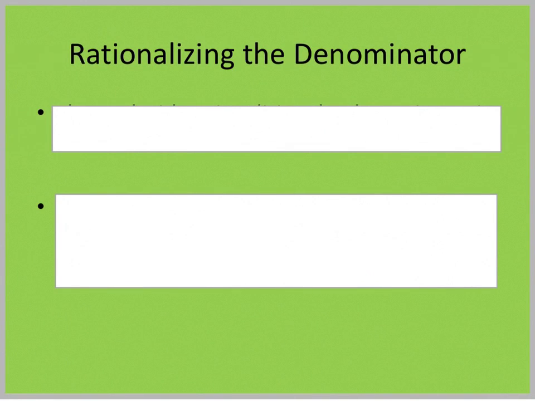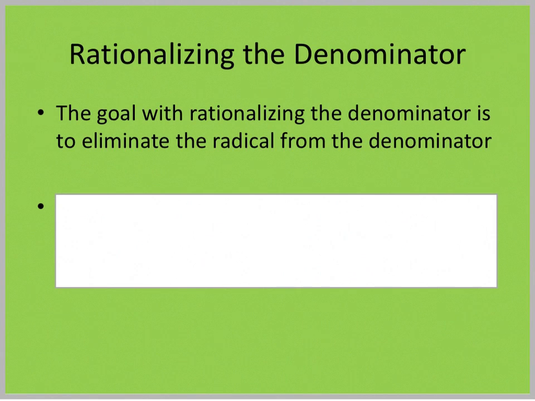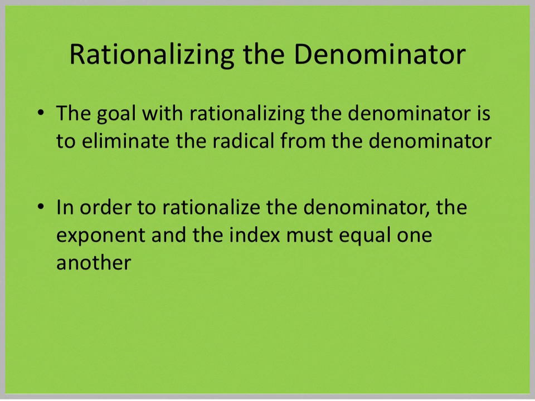To finish radicals, we have to talk about rationalizing the denominator. One of our rules was that we cannot leave a radical in the denominator. So the goal with rationalizing the denominator is to eliminate the radical from the denominator. In order to do that, we want the exponent and the index to equal one another. So again, in order to rationalize the denominator, we need to multiply by something so that our exponent and index equal one another.